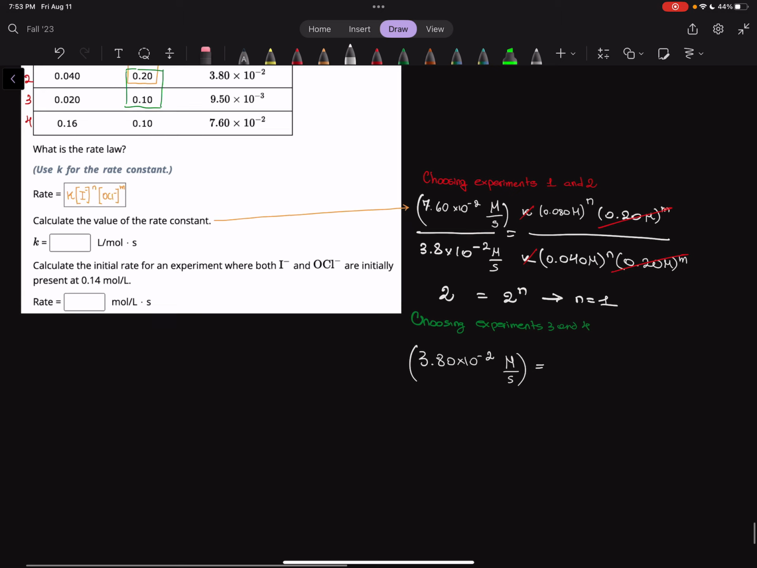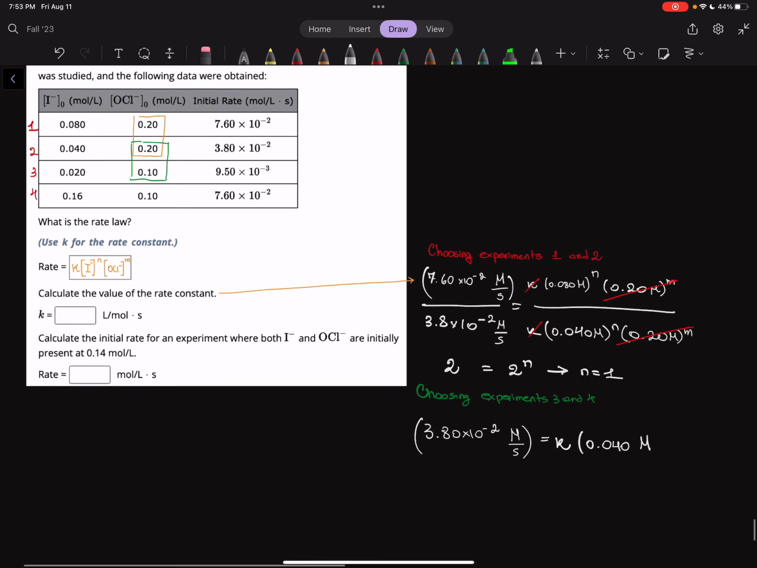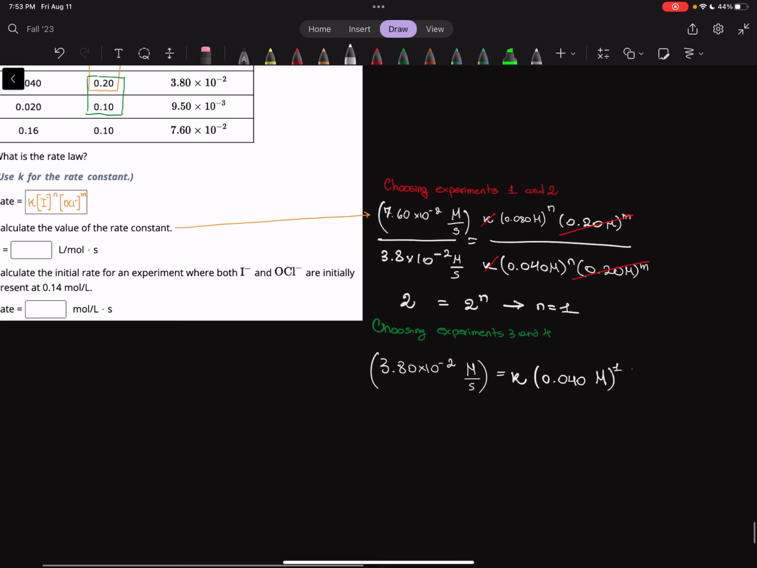Well, we have our K here, and our K is just going to stay K. And now we have 0.040 molarities, right? That's for iodine. And we already figured out that it's to the power of 1. So that's kind of nice. And then we have 0.10 to the m.